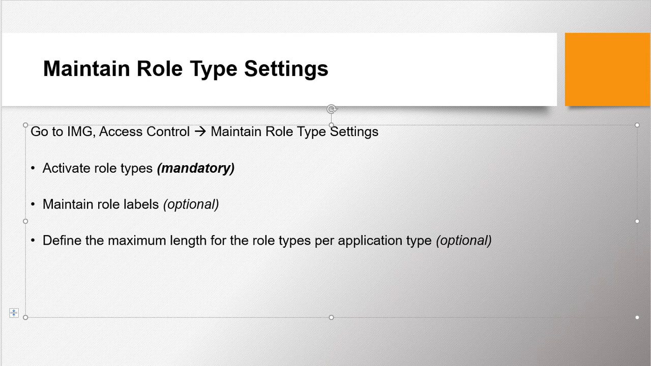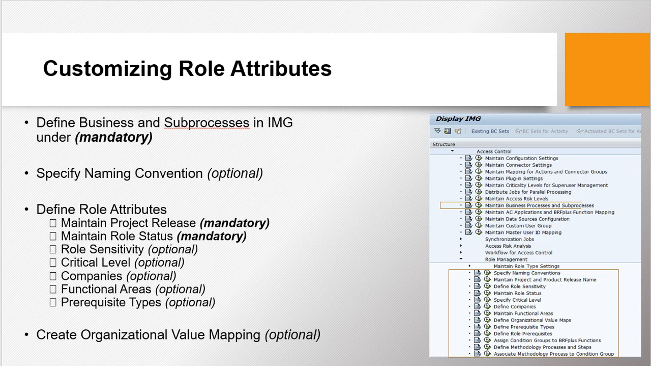If it's a HANA role, you probably have, I think, 26 characters max that you could use for the length of the role. Then you also have to create businesses and sub-processes. So all these mandatory steps, just so that you know, these are the role attributes that you could use in MSMP.